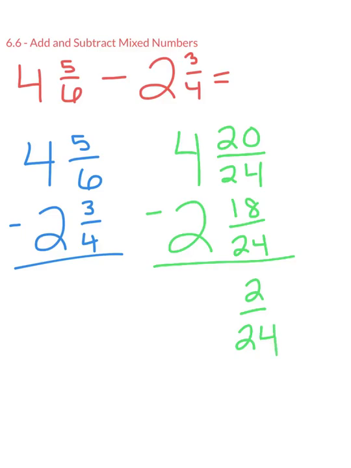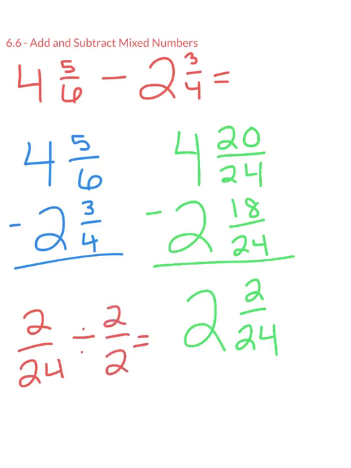And 4 minus 2 is equal to 2. So the answer we get is 2 and 2/24. So saying 2 and 2/24 is perfectly fine, or you can write it in simplest form. 2/24 is equal to 1/12, right? Because if we take 2/24 and divide by 2 halves, because 2 halves is equal to 1, we get 1/12. So we can say the answer is 2 and 2/24, or we can say the answer is 2 and 1/12.